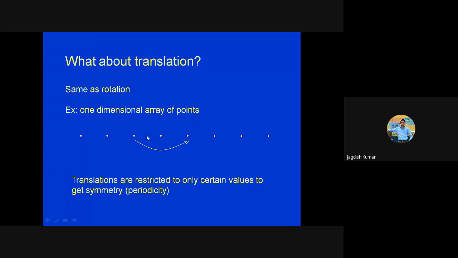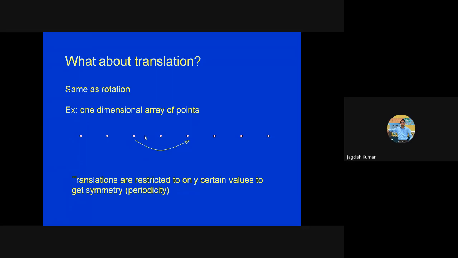Now, to your left-hand side, you have a point at, say, a by 2 from your location, and to the right-hand side also you have a point at a by 2, which is in contrast to the earlier case when we had a point to the left-hand side at a distance of a, and another point to the right-hand side at a distance of a. But here, all those translational operations, after doing which we can't tell whether translation has happened or not, are called symmetry translational operations.